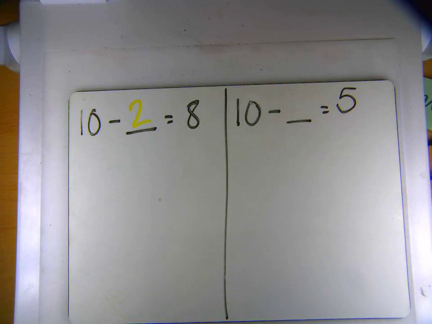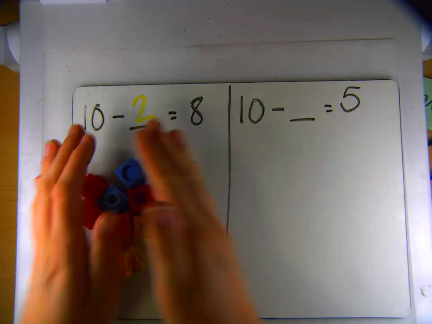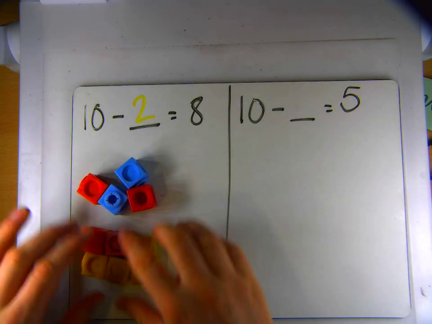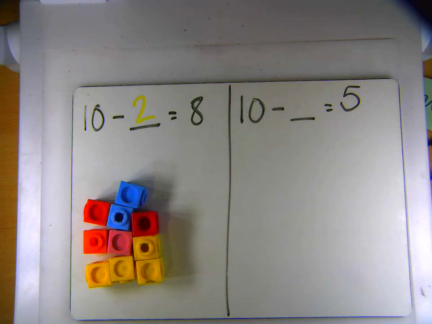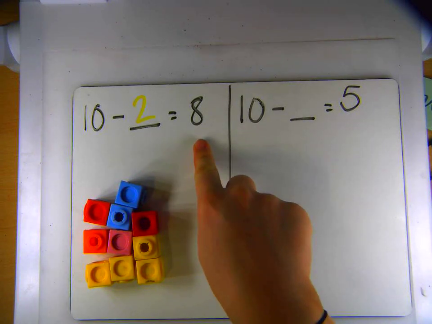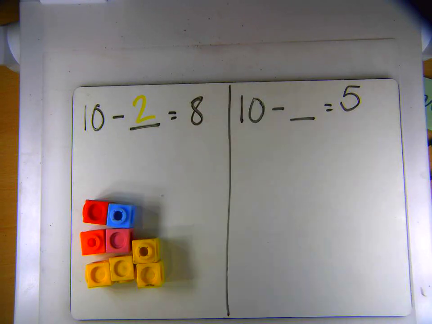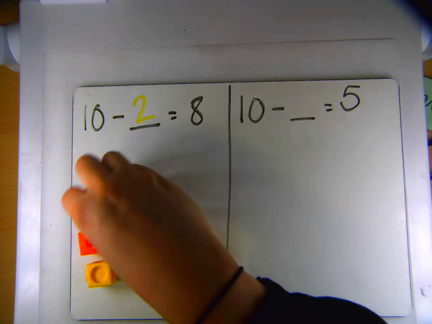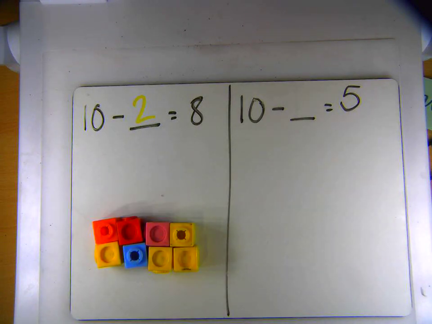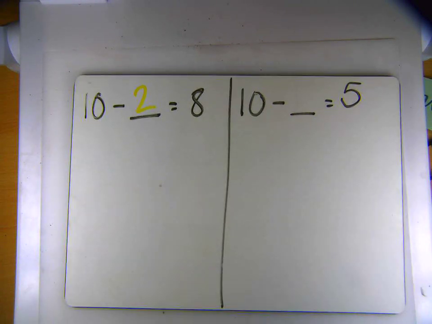Now I'm just going to make sure that my answer is correct. I'm going to use cubes to do that. So I'm going to get my 10 cubes, which are here. I'm going to take away 2 now. I'm going to see if I've got 8 left. So let me take away these 2. Let's see if I've got 8 left. 2, 4, 6, 8. 8 cubes left means that I've done that one correctly.